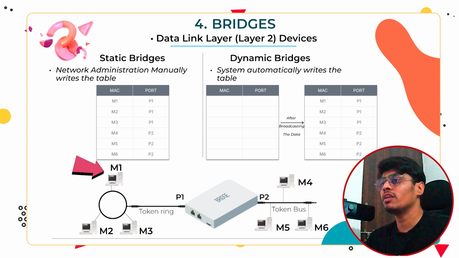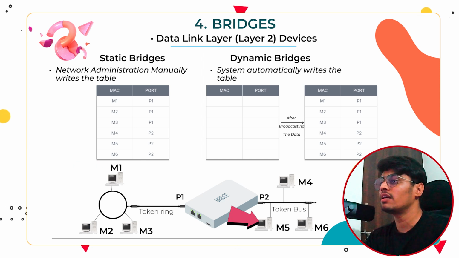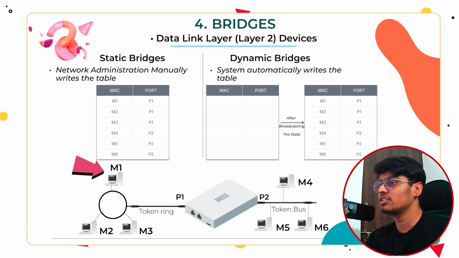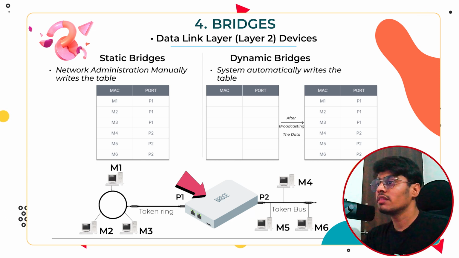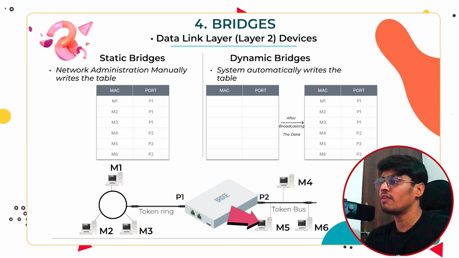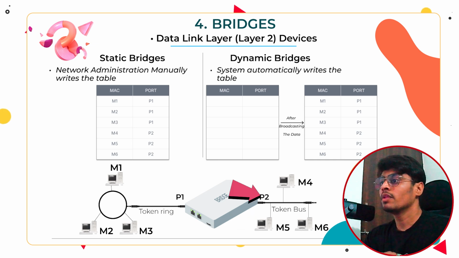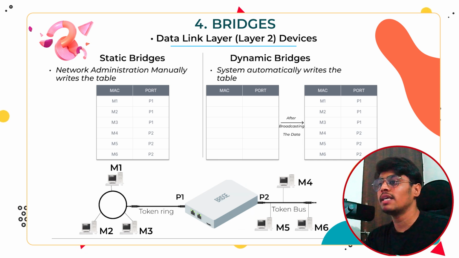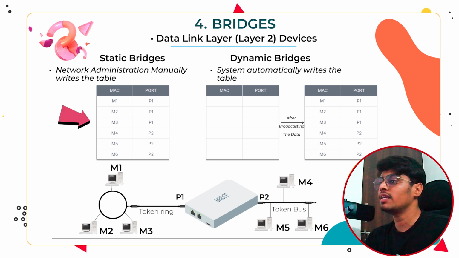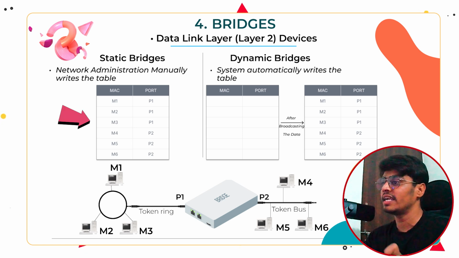Now if M1 wants to send a message to M5, that message will include the source address of M1 and the destination address of M5. When it reaches the bridge, the bridge will check that the destination is M5 and M5 is on port 2. Port 2 means it will forward this packet to the other side. So this is called forwarding. Forwarding is done according to this table in static bridges.